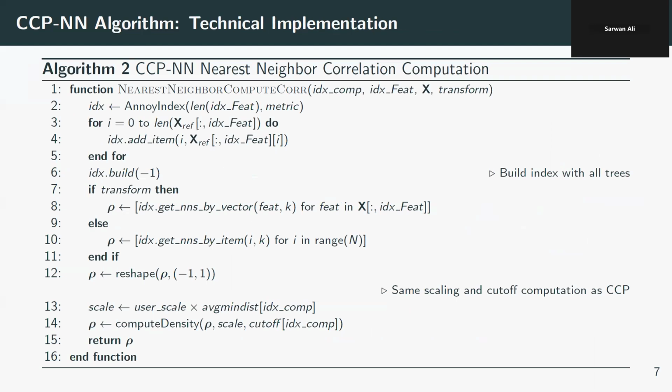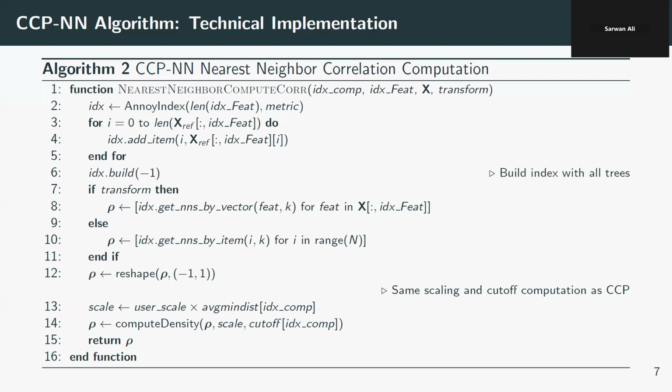So let's dive into the technical implementation. The nearest neighbor compute correlation function replaces the exact distance computation with approximate nearest neighbor search. First, we build an NOI index with the appropriate metric. This could be Euclidean, cosine, or other distance measures depending on the data. We add all our reference vectors to the index and build it with all available trees for maximum accuracy.